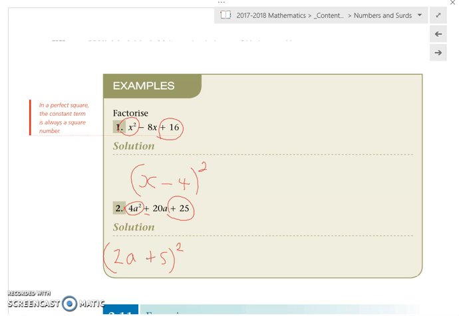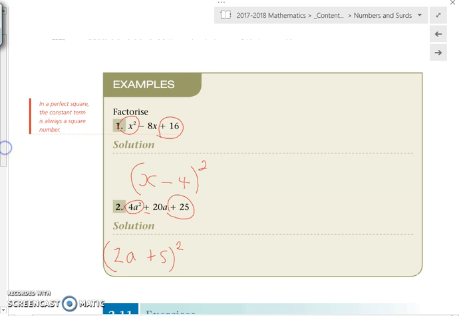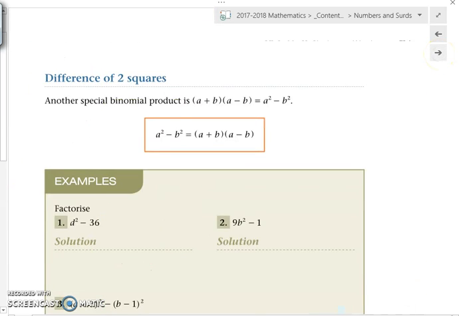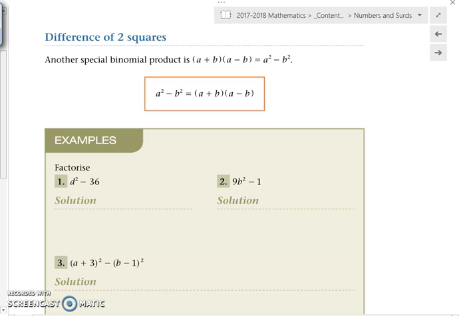No. 3 to go. We've got 3 to go. Ready? Difference of 2 squares. Now, these are really easy to recognise. Okay? A, there's only 2 terms. Is that a square? Yeah. Is that a square? Yeah. Is that a difference? Yeah. Then it's a difference of 2 squares. 2 squares and the difference.